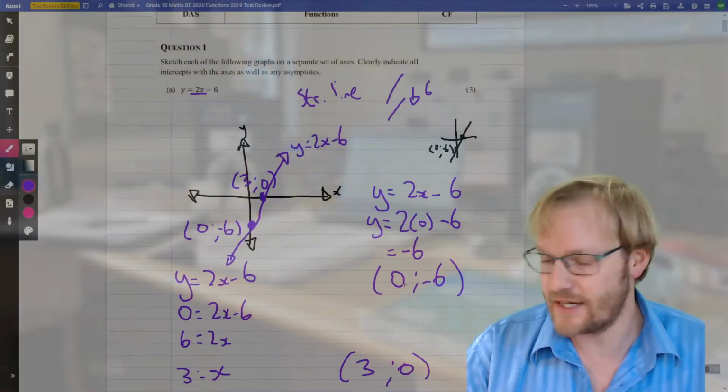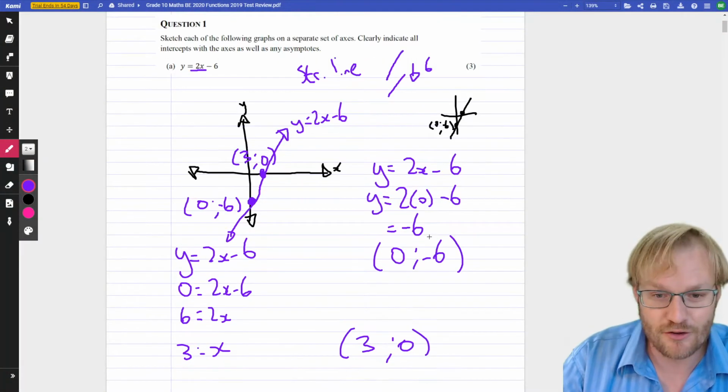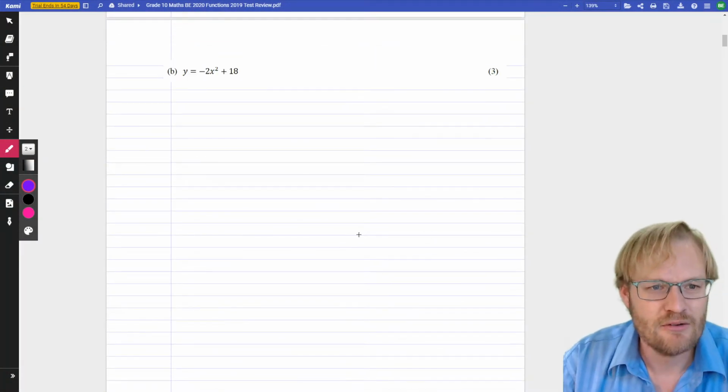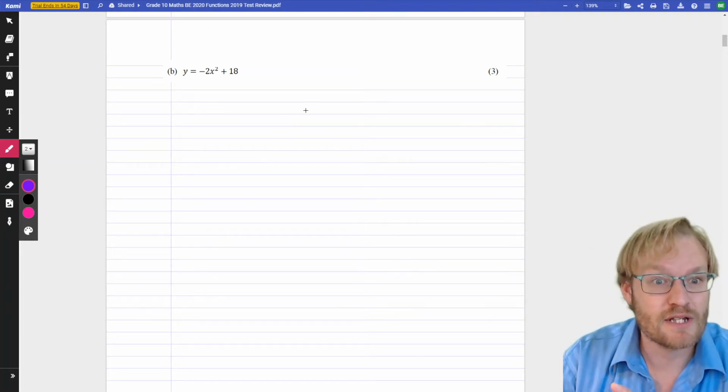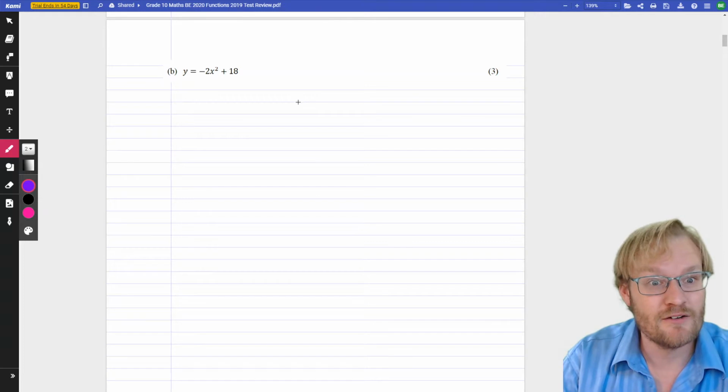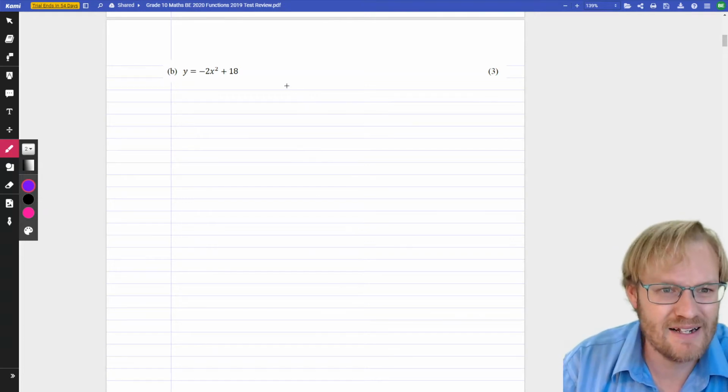Okay, question 1b. We're going to kick off and carry on straight. This is where we started before. And we're going to scroll down and say we've got y equals minus 2x squared plus 18. Feel free to pause. I'm going to go through it maybe fairly quickly, but hopefully clearly as well.